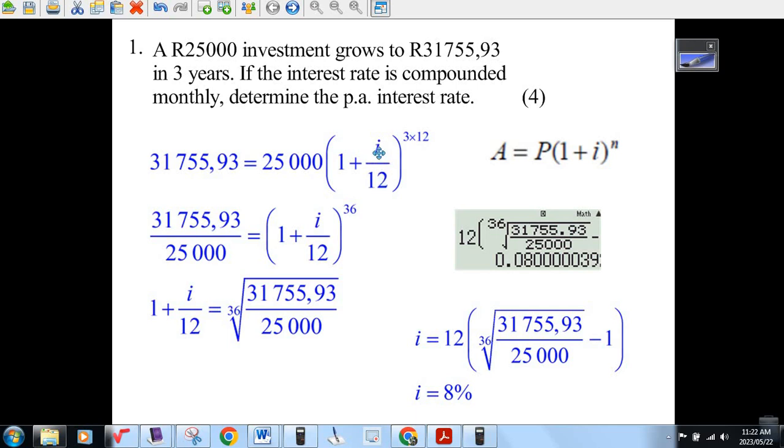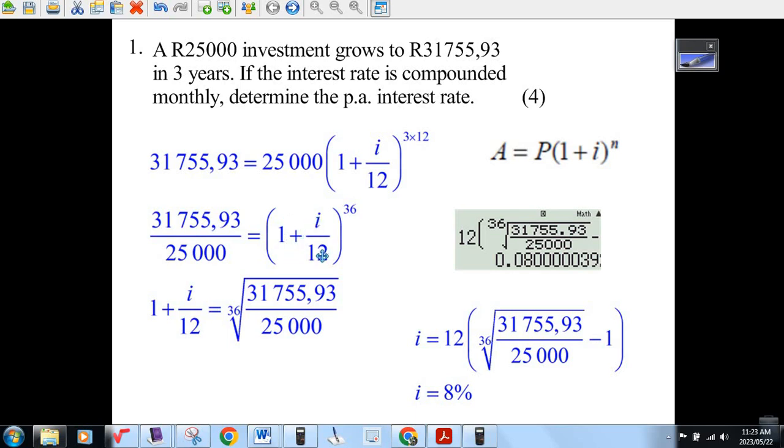We don't know what the interest rate is. We're going to figure it out. But it's compounded for 3 years. Well, you have to go 3 times 12 months in a year. That makes 36. Now we're going to solve for I, and it's just basic solving an equation. This is multiplying by 25,000, so we divide both sides by 25,000.